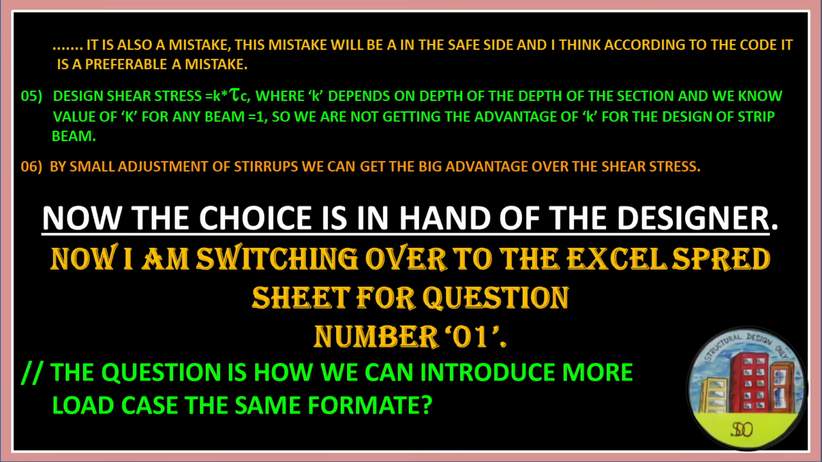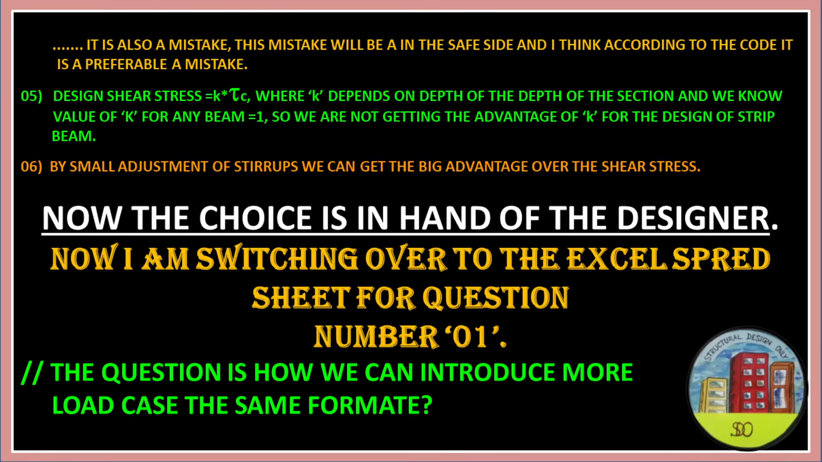Design shear stress is K tau C, where K depends on the depth of the section, and we know the value of K for any beam is equal to 1. So we are not getting any advantage of K for the design of strip beam. By small adjustment of stirrup, we can get a big advantage over the shear stress. And this is my observation. Now the choice is in the hands of the designer.